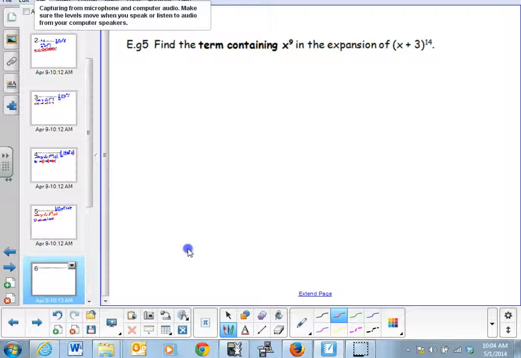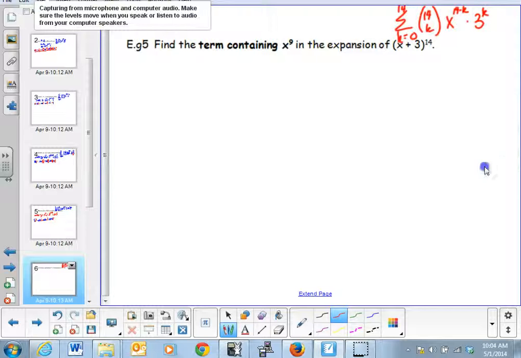Now they're going to give us very specific instructions. They're going to give you a binomial sort of to expand. They don't want the whole thing though. They just want to know the term that contains x to the 9th as a variable label. So what that tells me is if I think about my binomial formula, k equals 0 to 14 combinations taken k times, yada yada, x to the 14 minus k times 3 to the k.